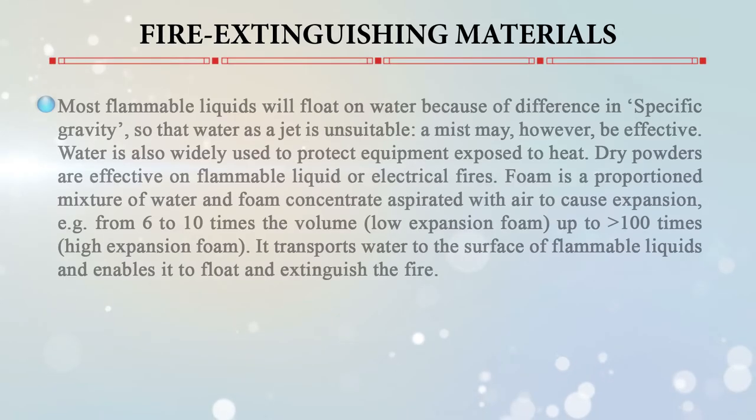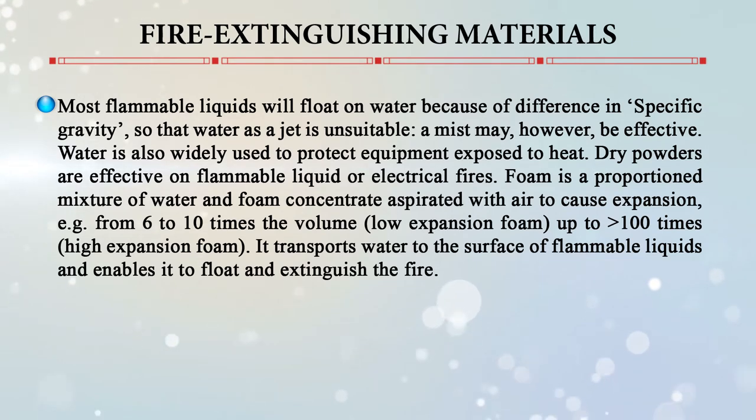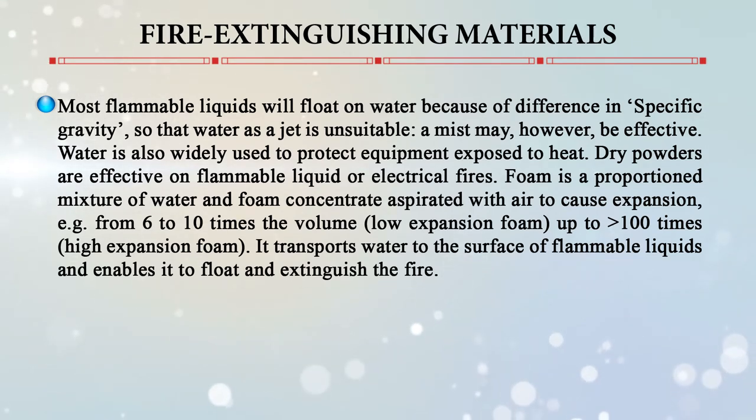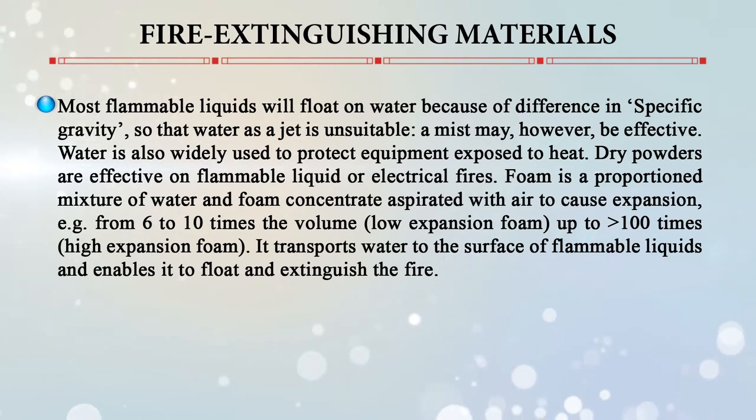And water is applied in the form of a jet or spray, or sometimes it may be a foam, or multi-purpose powder extinguishers are also other alternatives. Extinguishment of class B fire can be achieved by the smothering action of the dry chemical, carbon dioxide or foam. Most flammable liquids will float on water because of the differences in specific gravity, so water as a jet is unsuitable. A mist instead of water, however, may be effective.